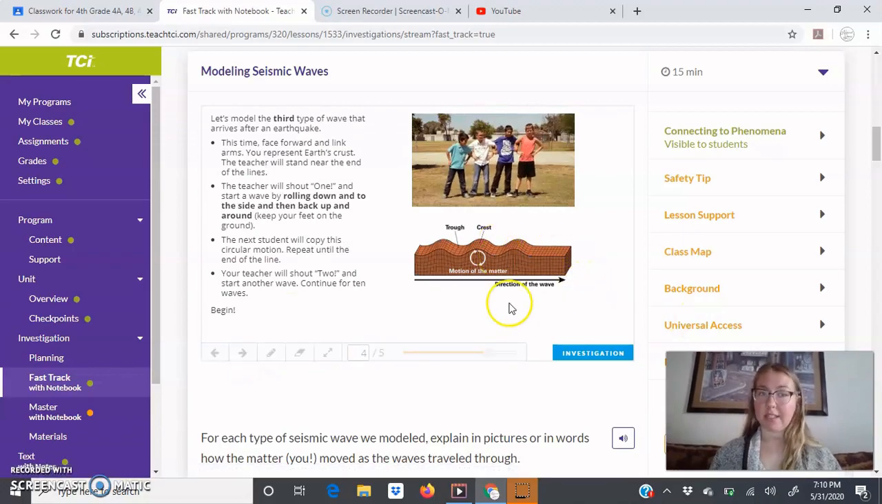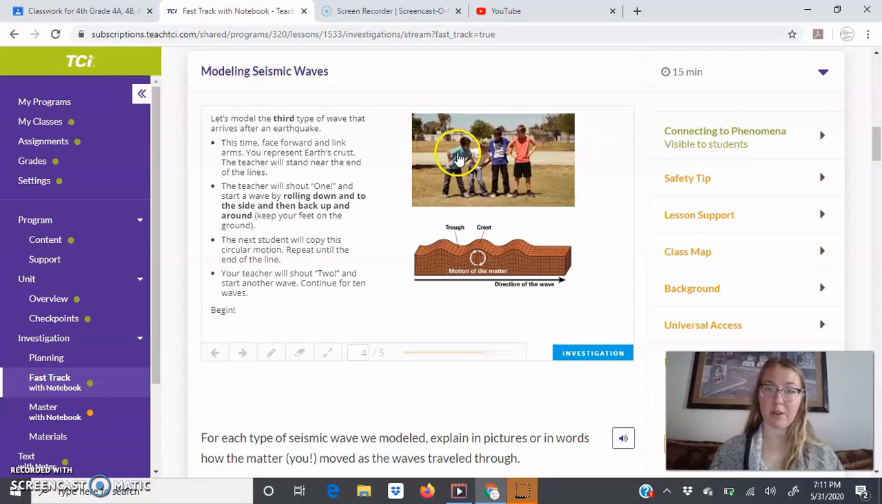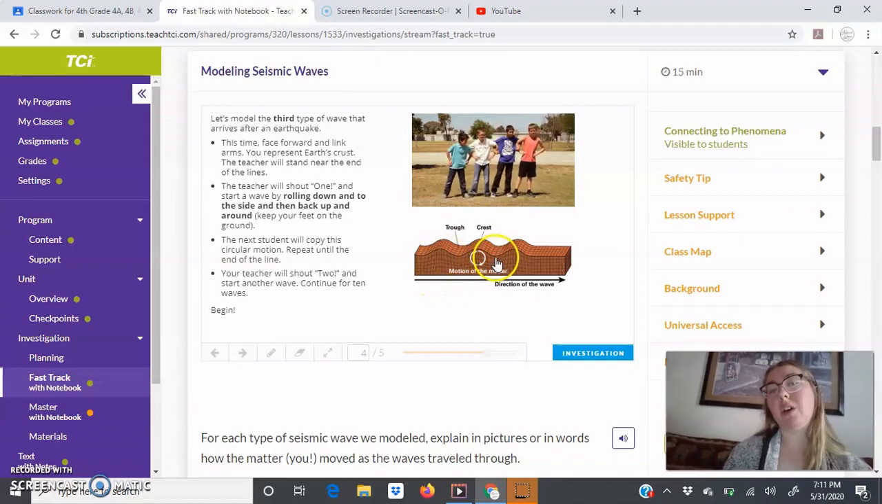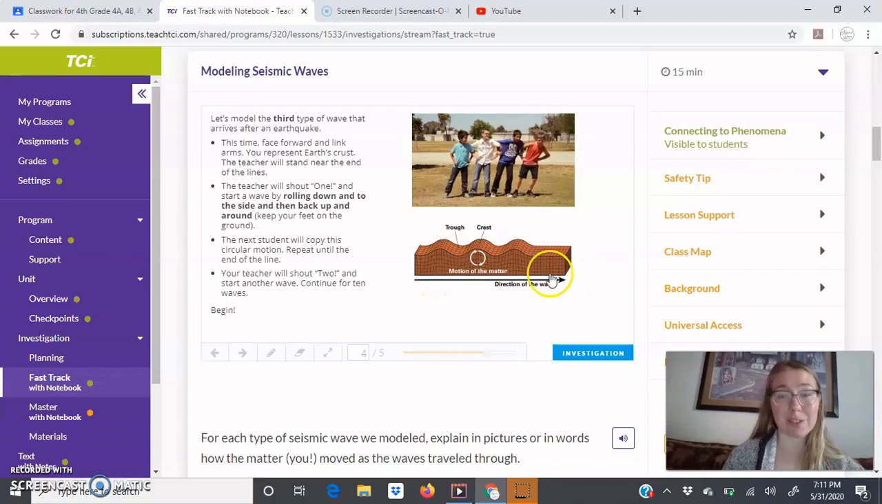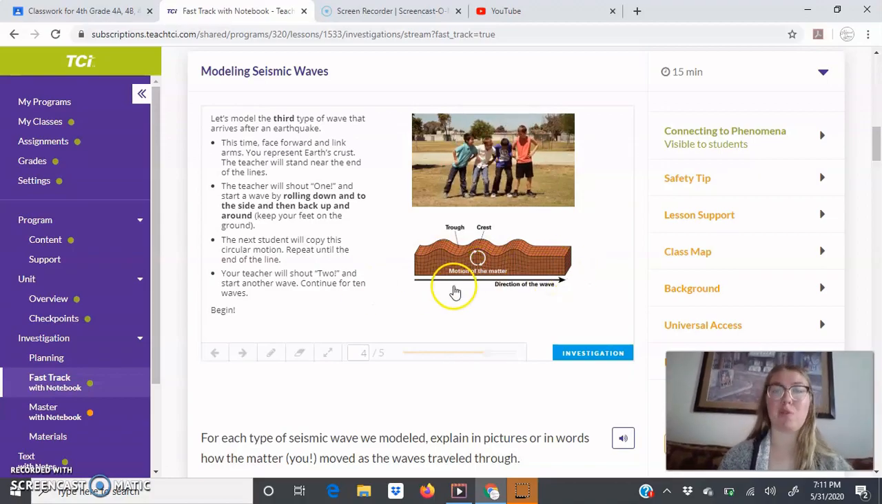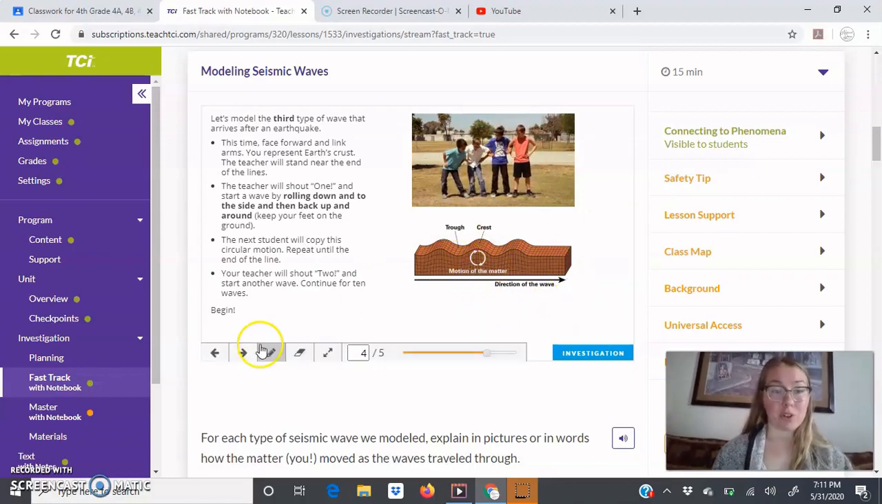And then in this model, our third wave, you have your 4 friends here, and one person would move in a circle like this. See how he bends down, he moves his hips a little in a circle, he comes back up. As soon as he comes back up, this person moves with him, and then everybody moves to the side like a wave. So the direction of the wave is still moving left to right, straight, but the motion of the matter is moving more in a circle here.